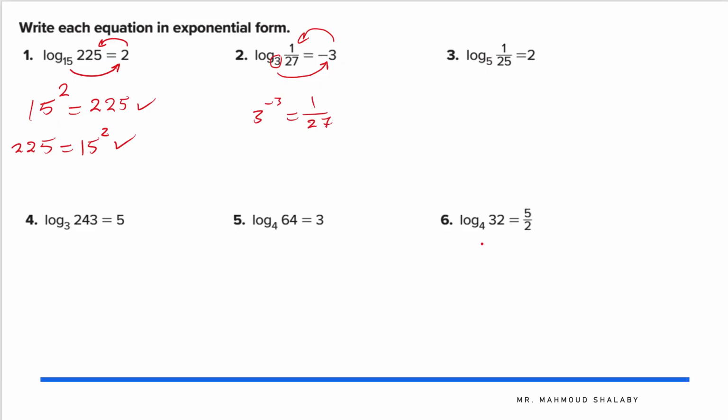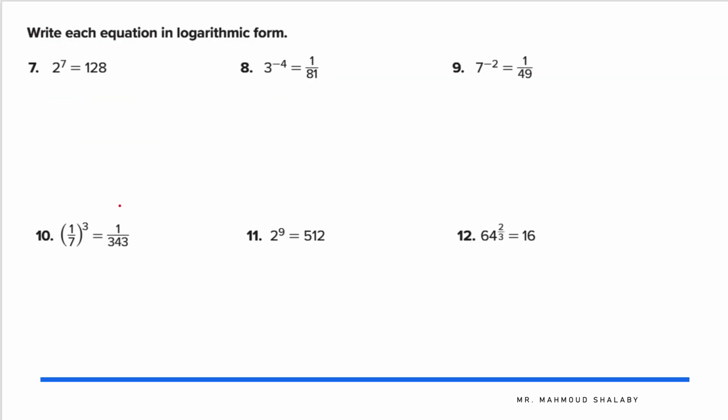As simple as that. Let's have a harder question here. Anyway, all are the same. 4 to the power of 5 over 2 equals 32. This is the first type of questions. The other one is the inverse. So what I will do, I will just write log. What is the base here? Very obvious, the base here is 2, so I will place it here. Go to the answer, I will write it in the logarithm, so 128 equals the exponent, which is 7, so it's equal to 7.